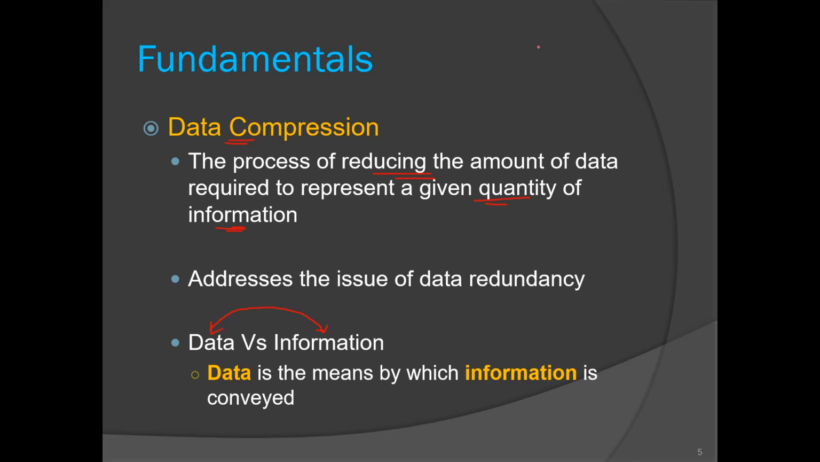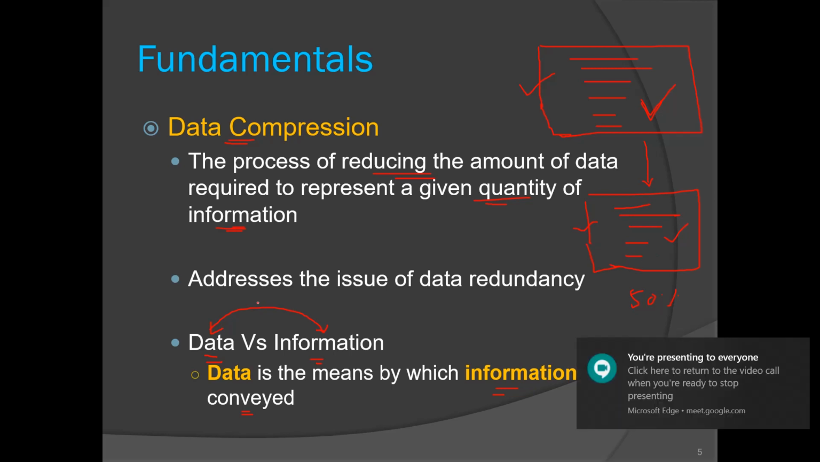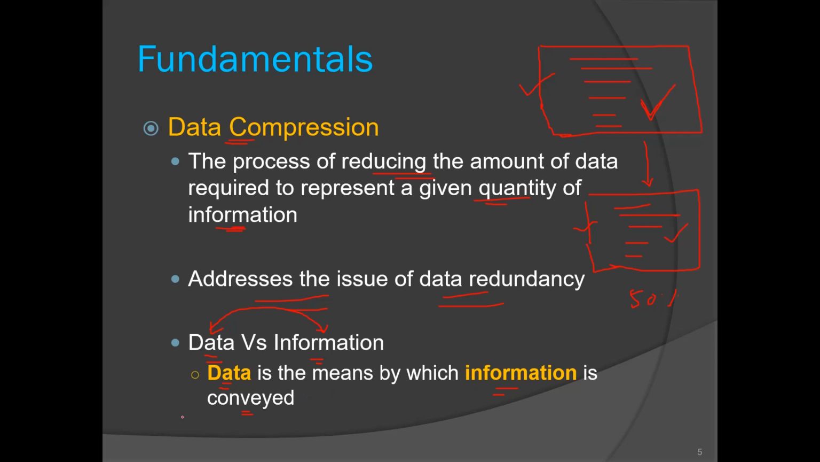One student may write 10 lines of a paragraph to convey some information, and some other student may write only 5 lines to convey the same information. So here we have only 50% of the data as compared to the other, but the information that is conveyed is the same. That is the difference between data and information. Data is the means by which information is conveyed. So in both the examples or images, the information is the same, but this image requires less amount of data. It addresses the issue of data redundancy. So remember what is data and information. Data is the means by which information is conveyed.